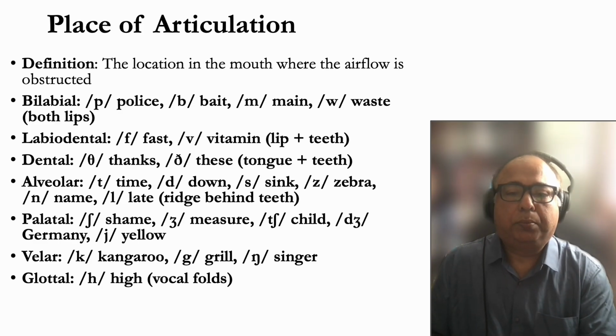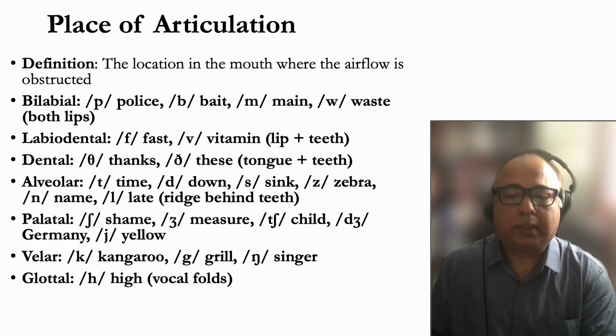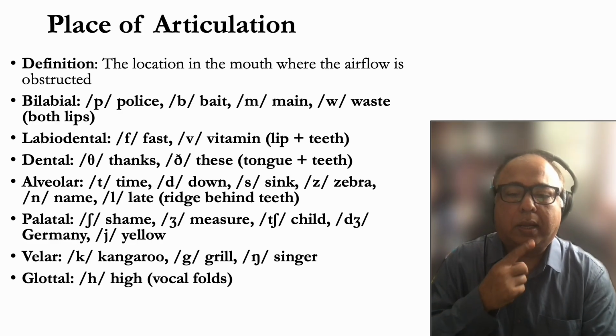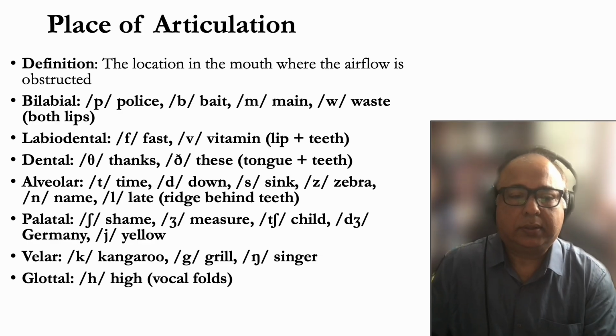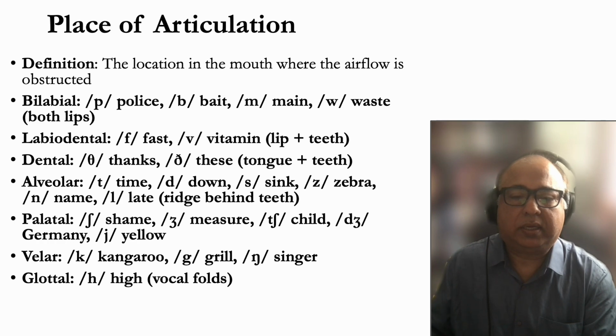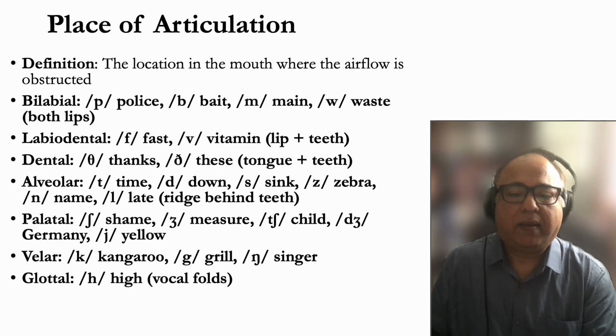So say p, p, as in please, b as in bait, m as in main, w as in waist. Labiodental. Now these sounds are called labiodental. Labio means lips and dental means your teeth. So pronounce these two consonants, f, labiodental consonant: bite your lower lip with your upper teeth, and do the same for v, as in vitamin.